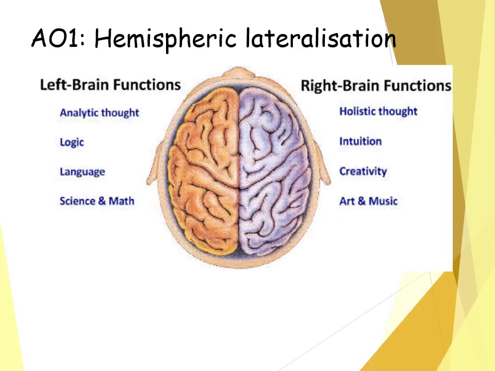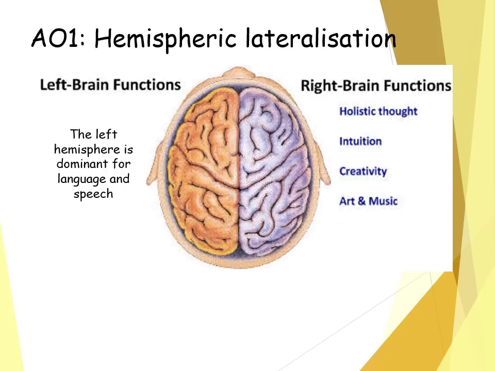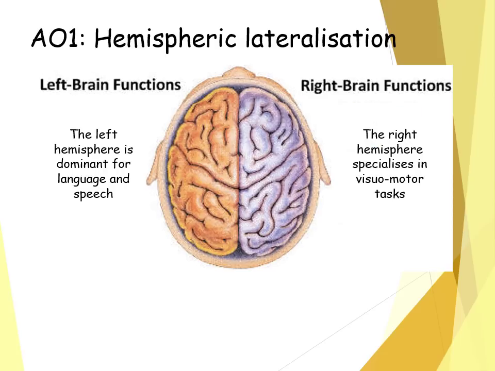If we look at that a little bit more, you might have heard of this idea of left brain or right brain. Left brain tends to be analytical, logic, language, science and maths, whereas right brain tends to be more creative: art, music. So left is dominant for speech and language, and right specialises in visuomotor tasks.